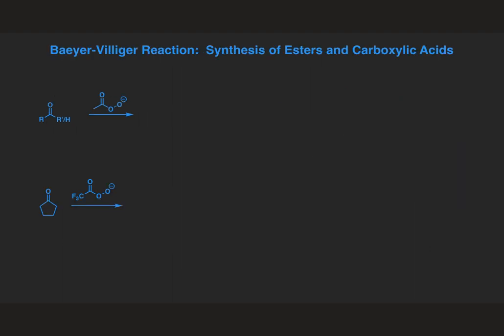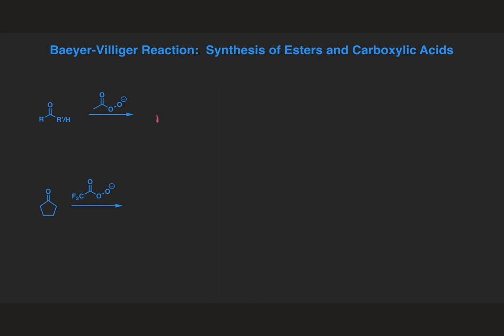The last reaction I want to talk about today is the Baeyer-Villiger reaction. This is a reaction that can be used to generate esters and carboxylic acids. So we start with an aldehyde or a ketone and treat it with the conjugate base of a peroxy acid. This is the conjugate base of a peroxy acid. I have an O-O single bond, so that's the indication that you have a peroxide, and it's right next to a C double bond O, which makes it a peroxy acid.